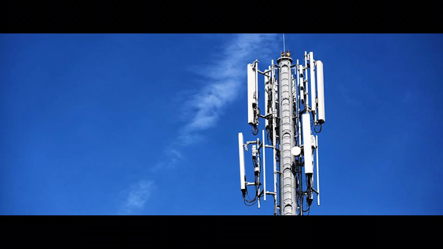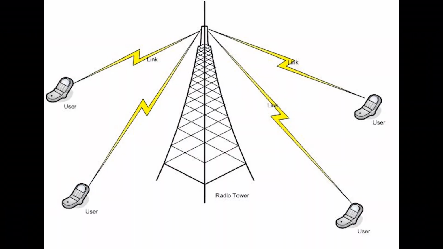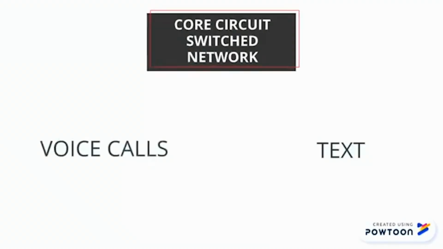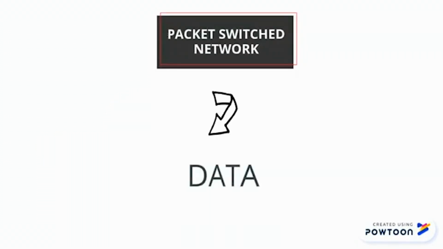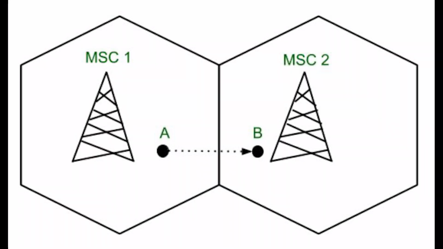Signals occur in multiple different frequency bands. This network is formed with radio-based stations that create a subsystem. The core circuit switch network handles voice calls and text. A packet switch network handles mobile data. The service area of each base station is called a cell. Each mobile terminal is served by the closest base station. When mobiles move, handoff occurs.